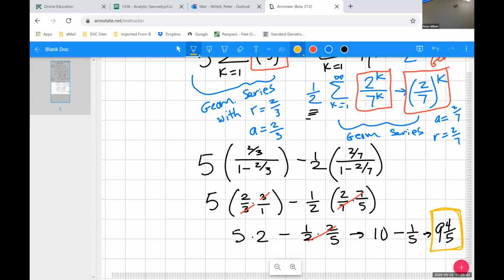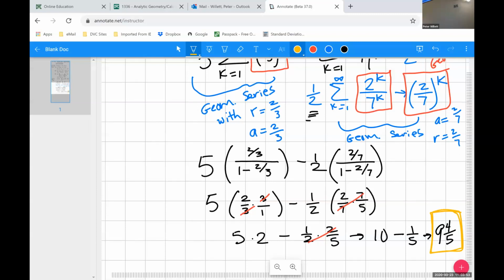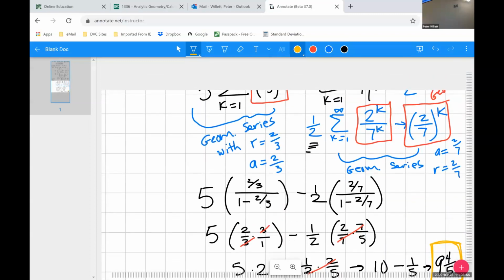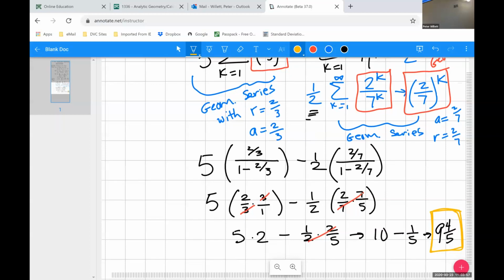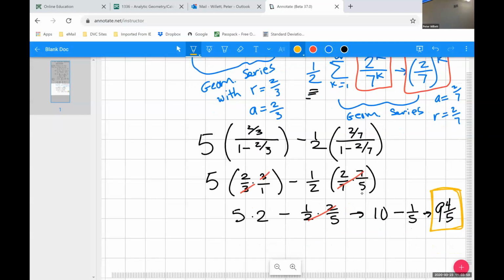So this is using the properties of convergent sequences or series in order to rework it and get it into a format where you can focus on the parts that you can evaluate. In this case, these two geometric series. Questions, comments about any part of that?